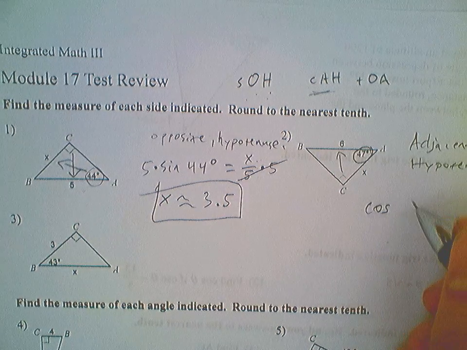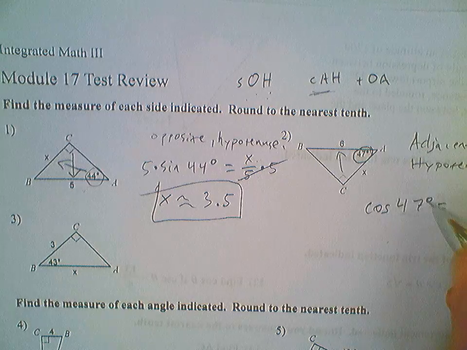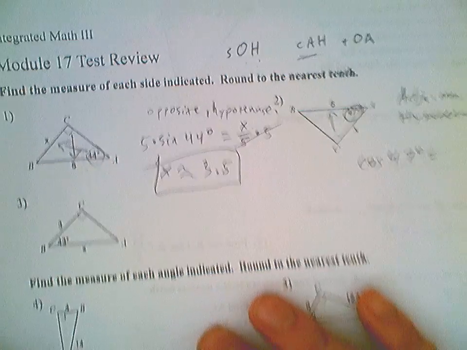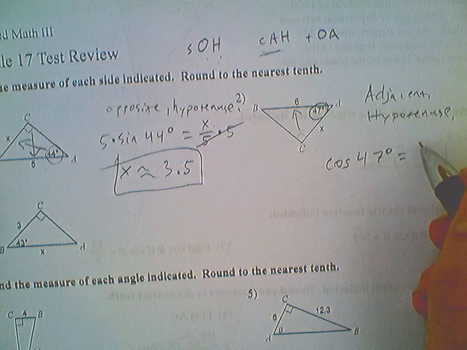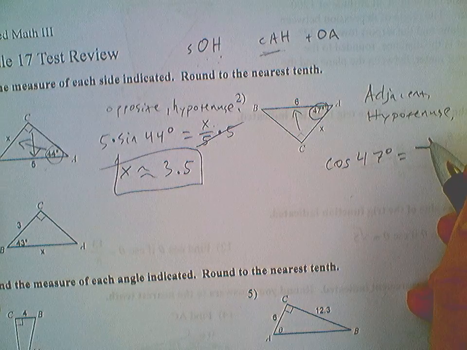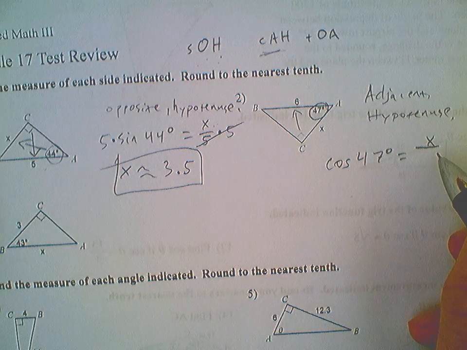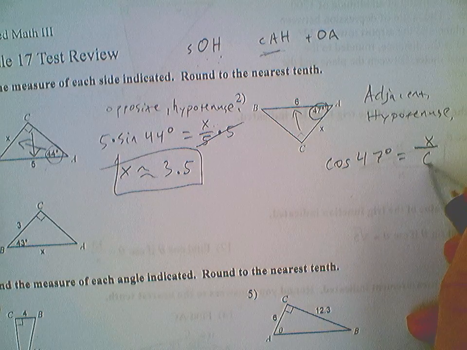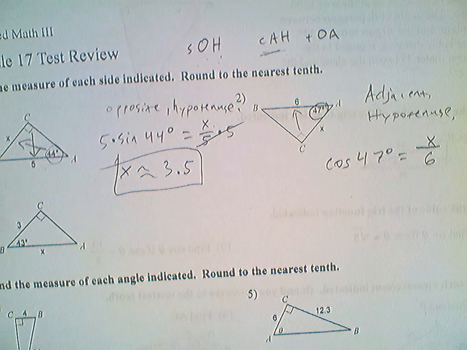So let's set up my equation here. Cosine of 47 degrees. And I'm going to use the definition. Cosine of 47 degrees equals adjacent on top, so x, and hypotenuse on bottom, so 6. So cosine of 47 degrees equals x over 6.